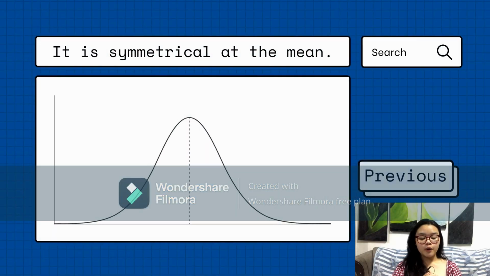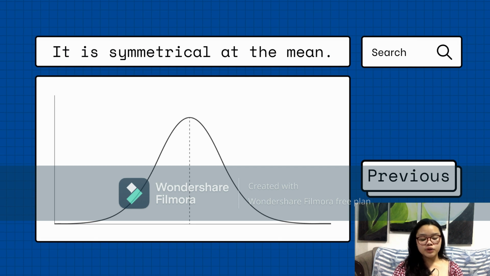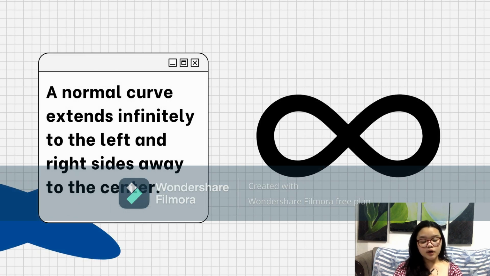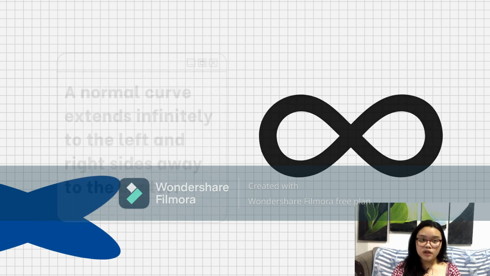Now we have the third property. A normal distribution is symmetrical at the mean. It shows that when we cut a normal distribution at the center, we will get the exact half of the graph. If we look at it, it looks like a reflection. For the fourth property, a normal curve extends infinitely to the left and right sides away from the center. As I mentioned earlier, a normal distribution is continuous, which means that it doesn't end.